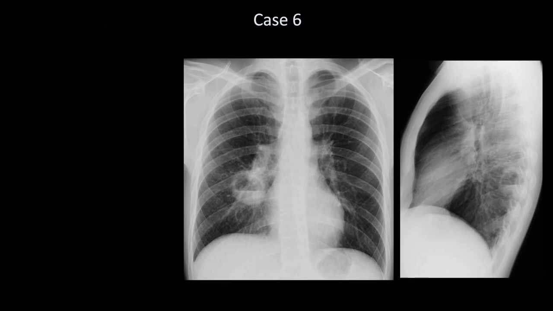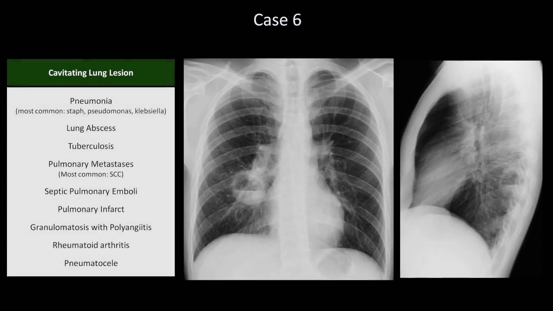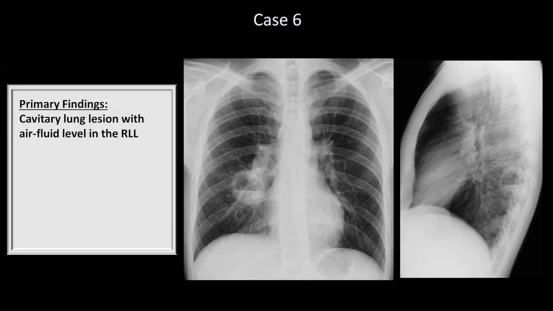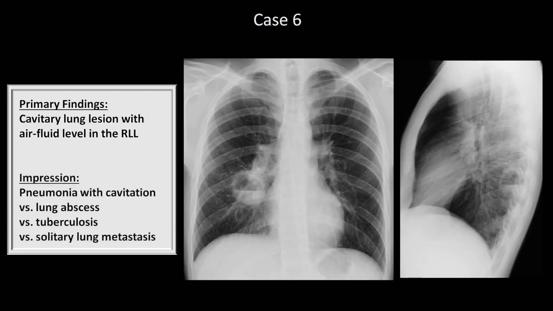Well, from Lesson 8, here's our list of cavitating lung lesions. Aside from the fact that the patient is an alcoholic, and thus more prone to aspiration, there's nothing else that points to a specific diagnosis. Considering then just the most common, it is probably one of the top 4 on the list. So in summary, the patient has a cavitary lung lesion with an air fluid level in the right lower lobe, which is most likely due to pneumonia versus lung abscess versus tuberculosis versus a solitary lung metastasis.